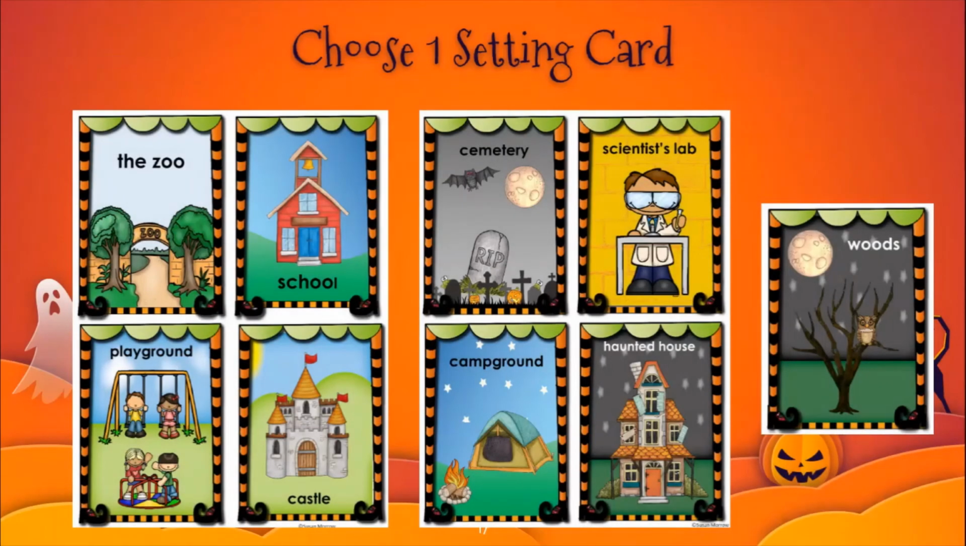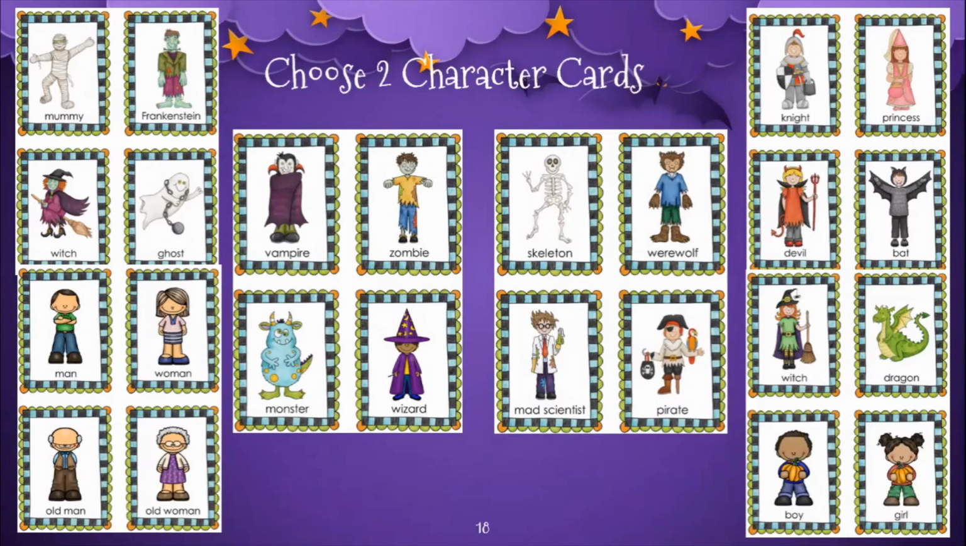Now you're going to choose 1 setting card. Make sure to write it down in your notebook or on the piece of paper you're using. Now you're going to choose 2 character cards. For the problem and the setting, we only chose 1, but your story is going to have 2 characters. So choose the 2 that you think you could write a good story about.